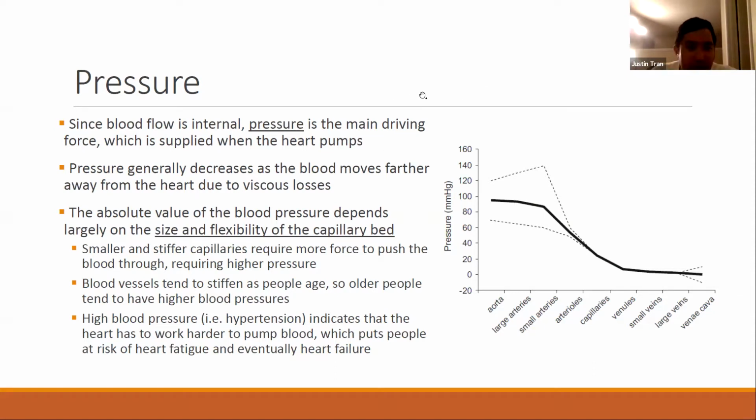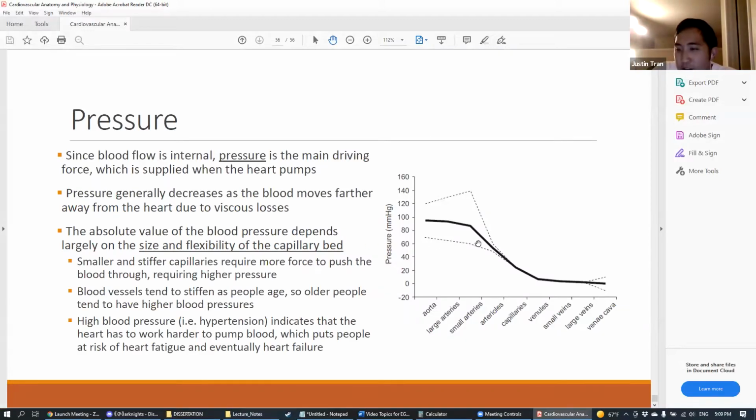Oh, that's it, I think. Oh, I thought I had more slides after this. All right, so that's it. And so that's a crash course in cardiovascular anatomy.